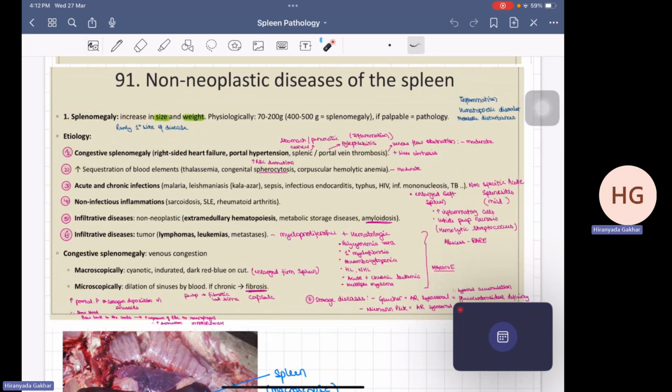Splenomegaly is the increase in the size and the weight of the spleen. Physiologically, the spleen weighs around 70 to 200 grams, and if it increases to 400 or 500 grams or more, then we call it splenomegaly. Also, apart from the weight, we check if the spleen is palpable or not. Usually, in normal cases, the spleen is not palpable. If it's palpable, then we should consider it a pathology.